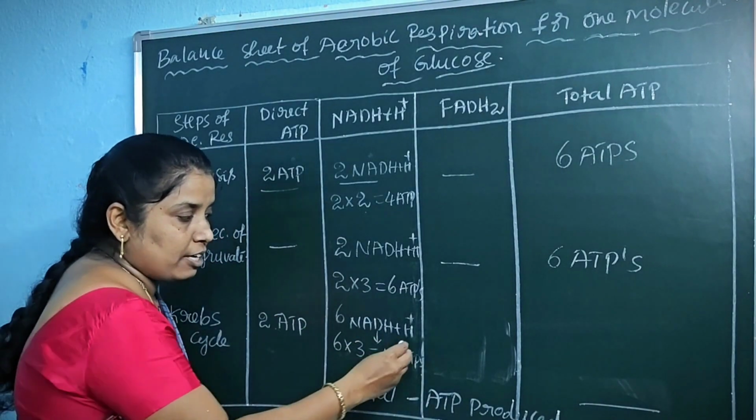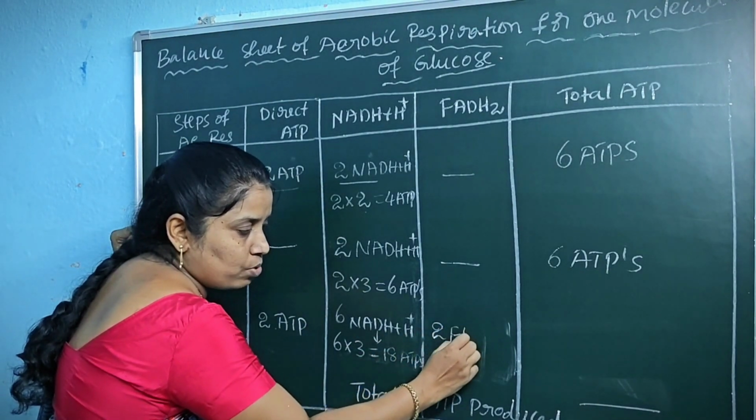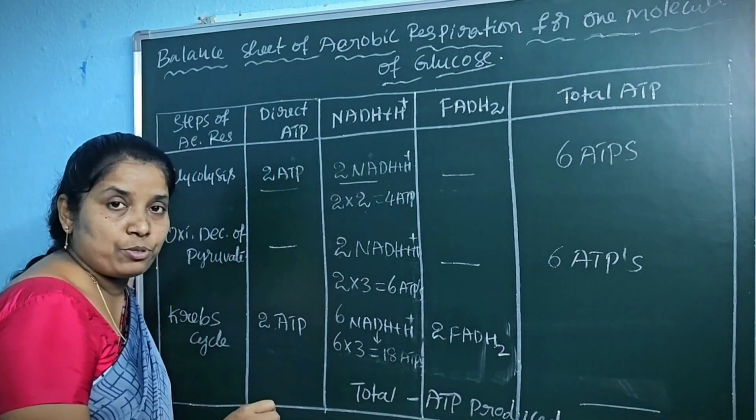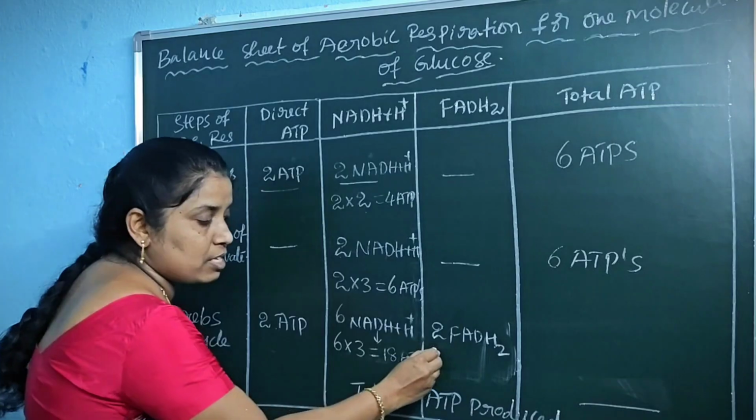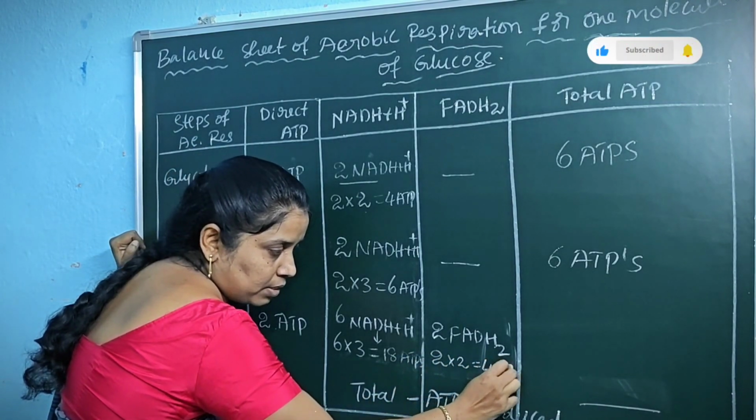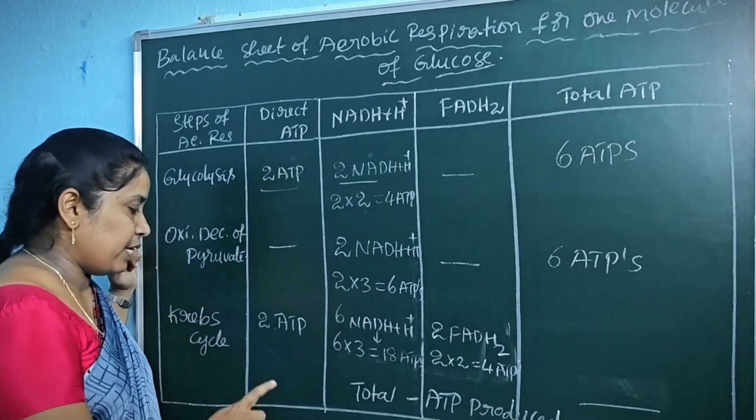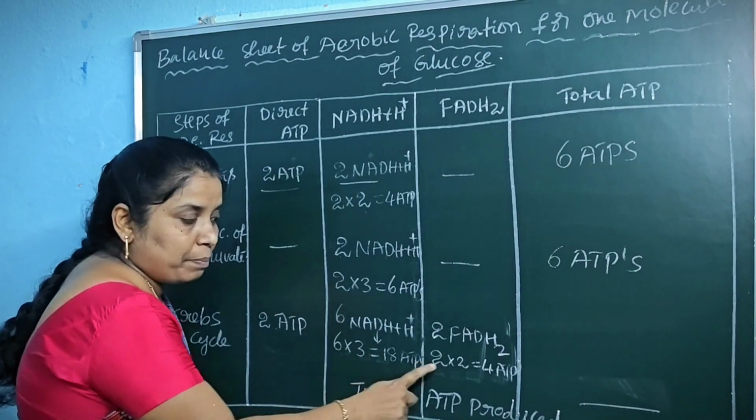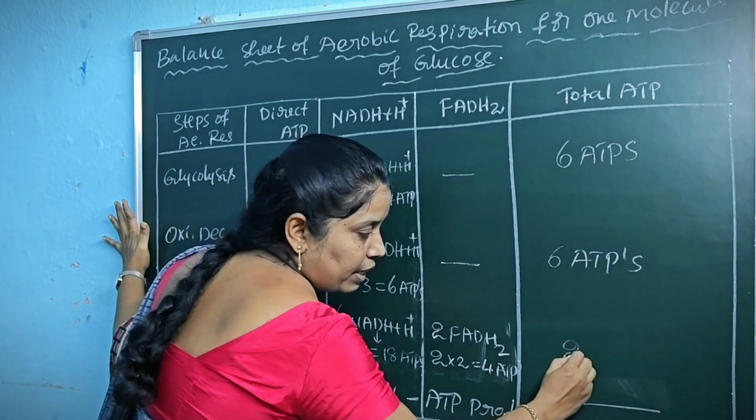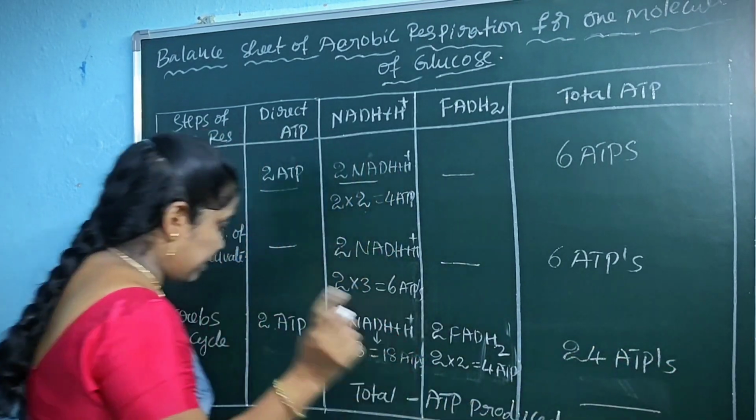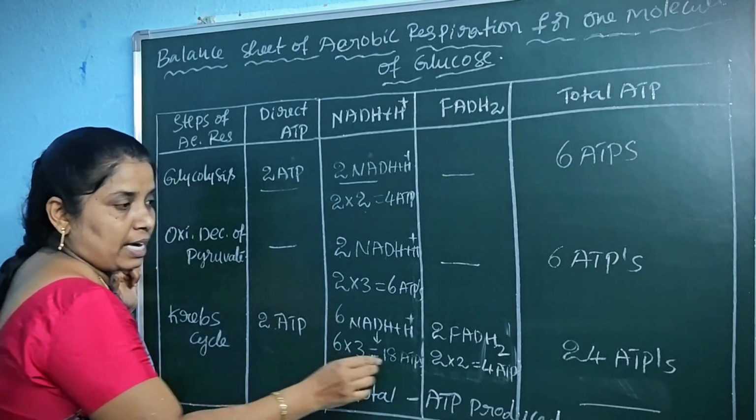Now let's see the FADH2. 2 FADH2 are produced. For every FADH2, 2 ATPs are synthesized. So 2 into 2 is equal to 4 ATPs. Now 2 plus 18 is equal to 20, and 20 plus 4 is equal to 24 ATPs produced from the third step, the Krebs cycle.